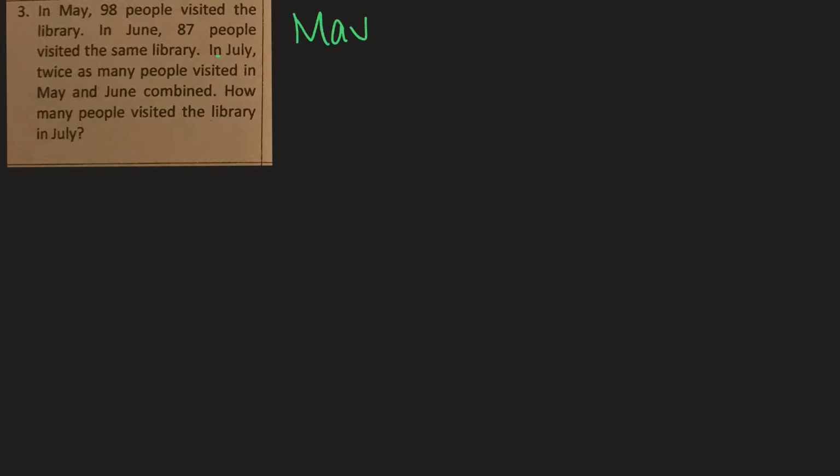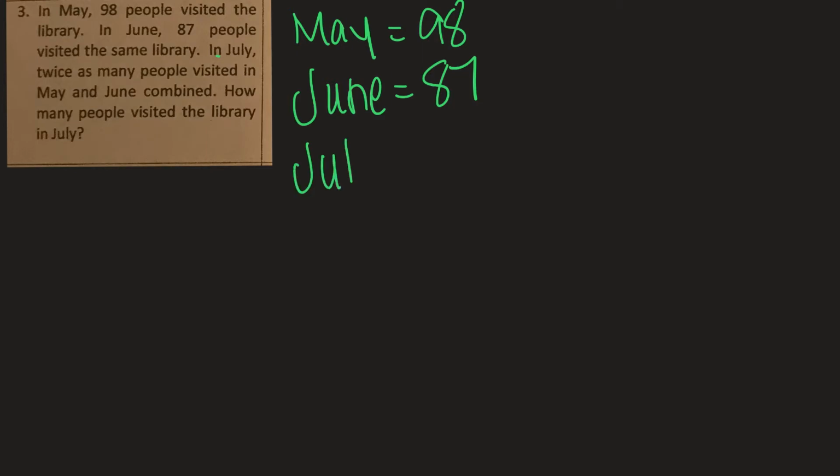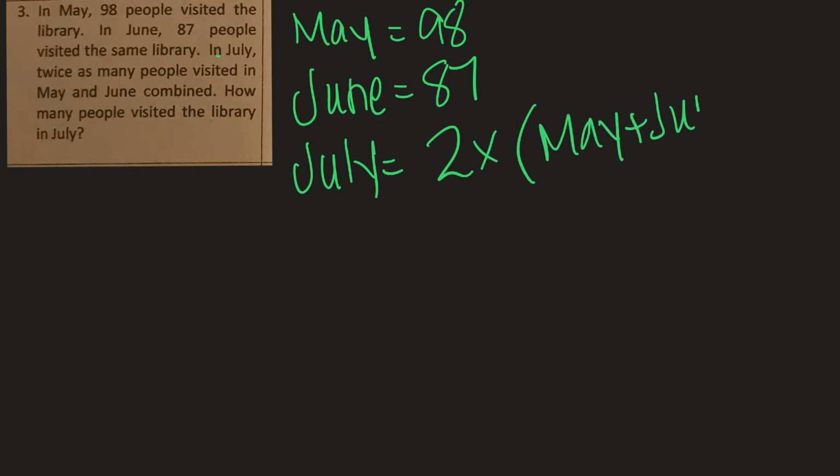In May, 98 people visited. In June, 87 people visited. In July, twice as many, so 2 times as many people visited as May and June combined. So May plus June times 2. So let's go over here and add May plus June, the total for May and June.